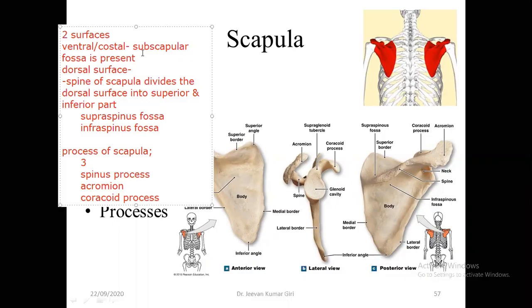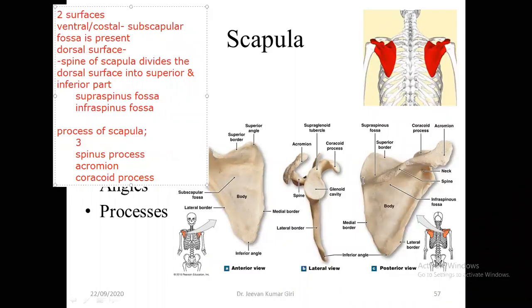Okay. Now see here. So now this is the spinous process. The next, this is the acromion, and the next process, this is the coracoid process. So this is the coracoid process, this is the acromion, and in the dorsal aspect you will find the spinous process.